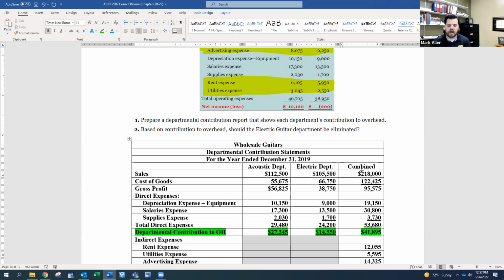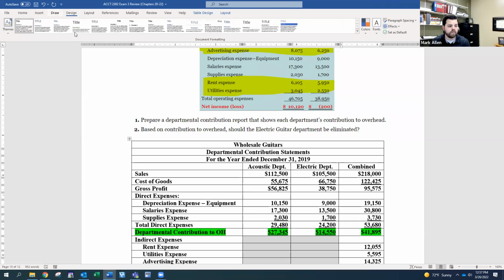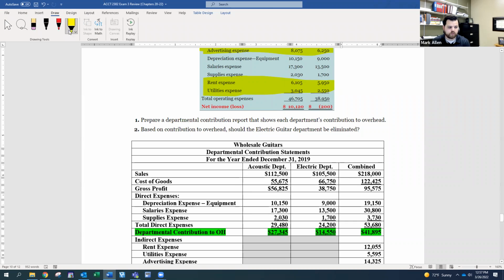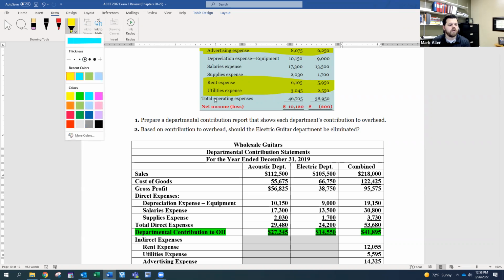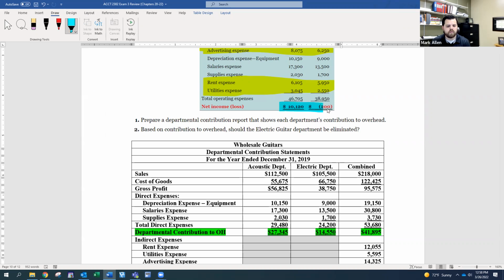Notice that what we just got, this $9,920, is literally just the sum of this right here. Let me get a different color. It's just the sum of that. $10,120 minus $200 is $9,920.